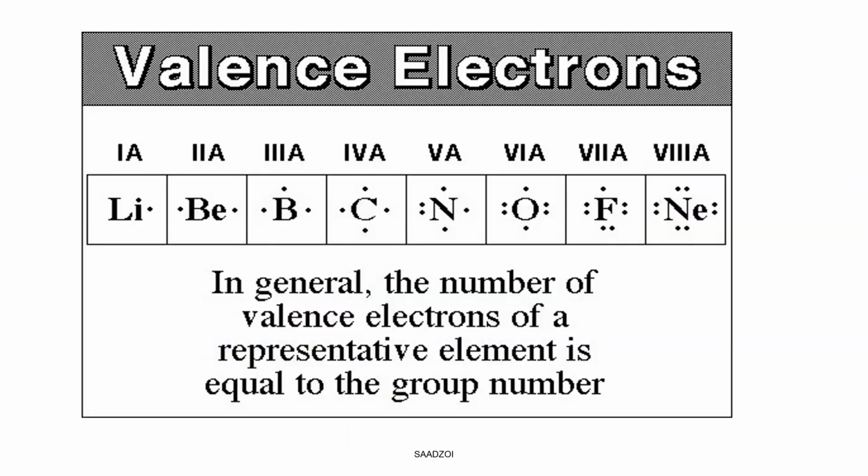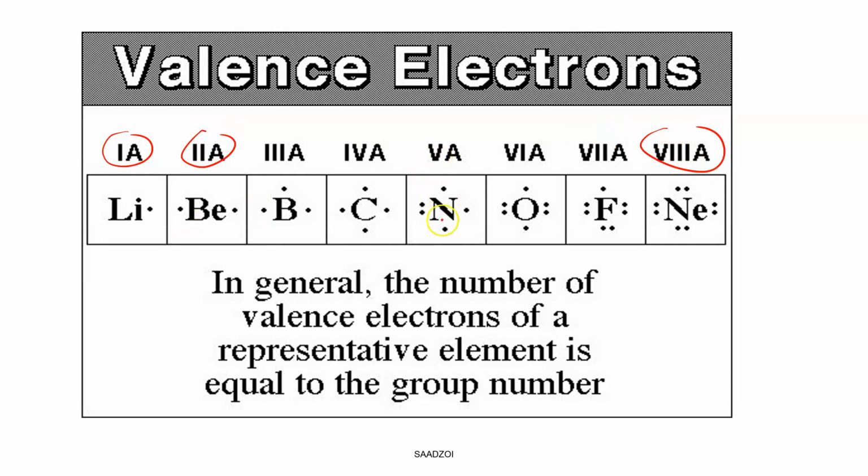Here are some common Lewis structures for single elements. You can see lithium is group 1A, has 1, beryllium has 2, going all the way to neon with 8 valence electrons. What you'll notice is that this A system, all the way to 8A, tells you how many valence electrons you have for that element.